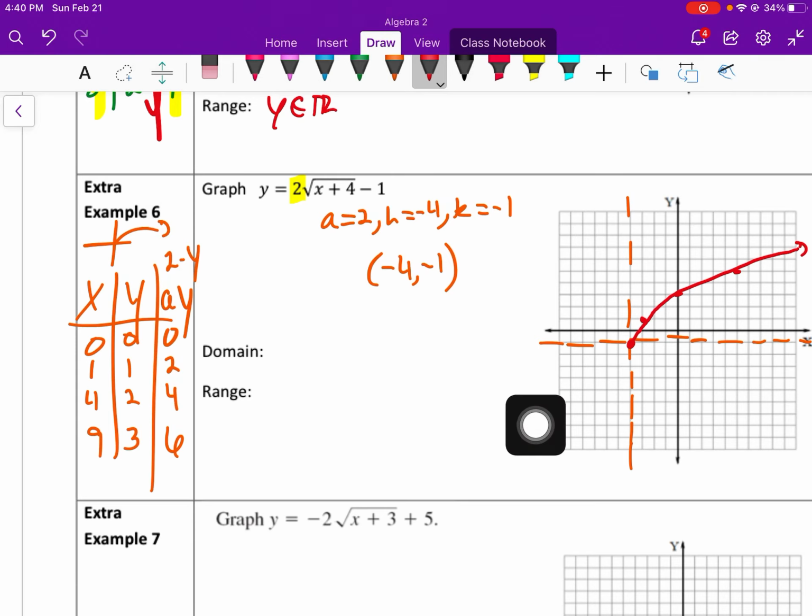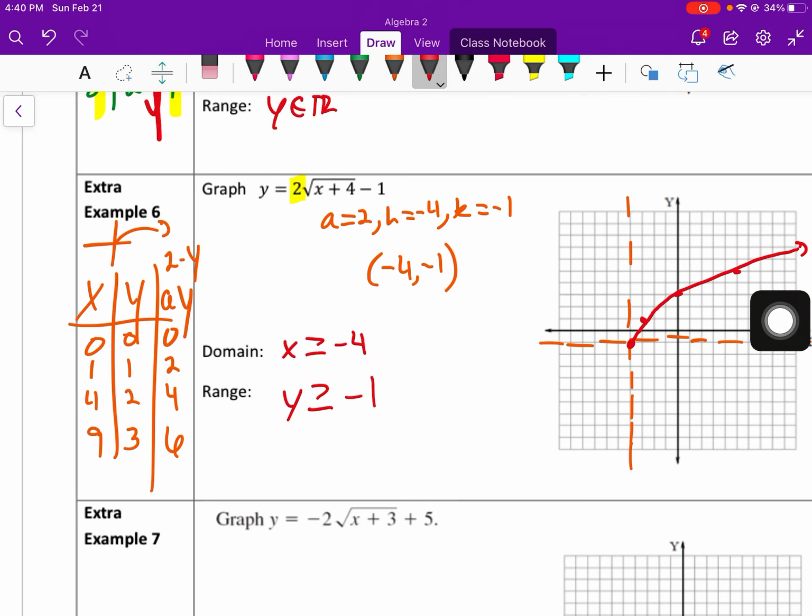The domain, now there are restrictions because we cannot have negative values for x over here. So x is greater than, well, our h value is going to be an indicator. X will be greater than or equal to our h value when it's the square root. And then we could do the same thing with our k value. Y is going to be greater than or equal to, because we're looking at what the graph looks like, our k value, -1. That's then what the domain and range would be for that.